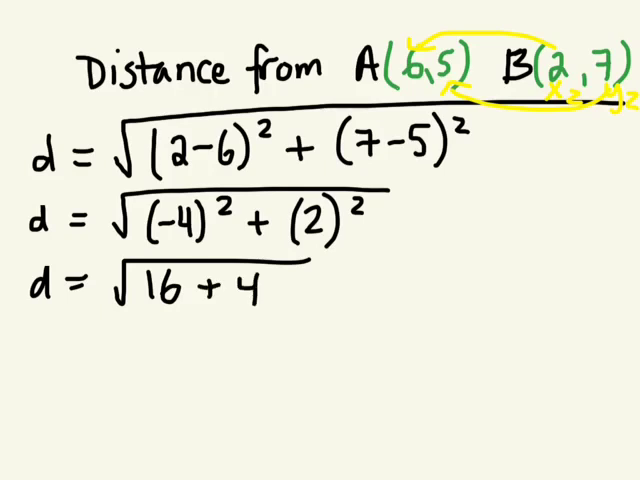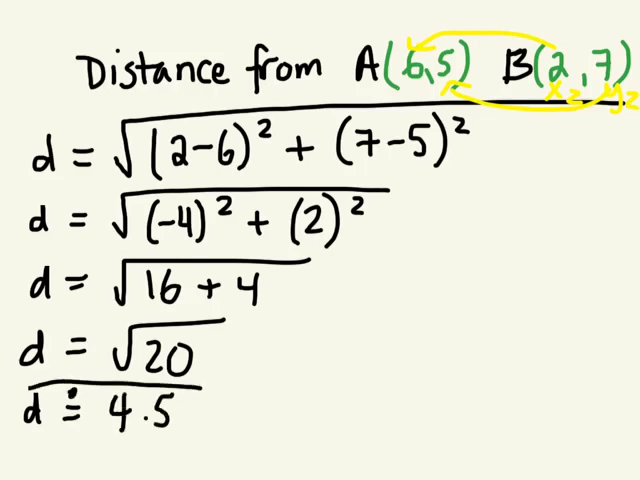16 plus 4, and the square root of 20. We'll round it off to 4.5. So therefore, the distance from A to that line is approximately 4.5 units.